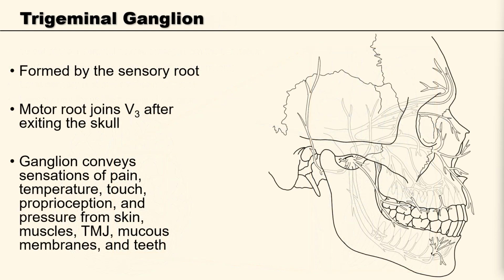This complicated diagram shows the trigeminal nerve and its branches. The main sensory root and the ganglion are shown in orange. The ophthalmic nerve and its branches in pink. The maxillary nerve and its branches in teal. And the mandibular nerve and its branches in navy.